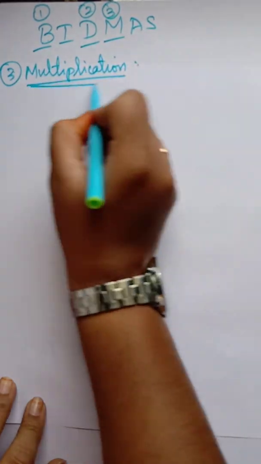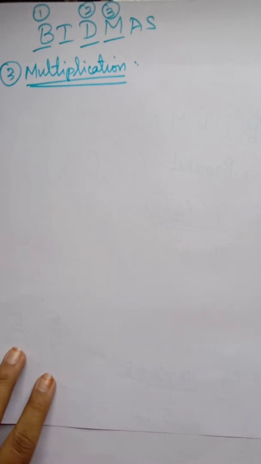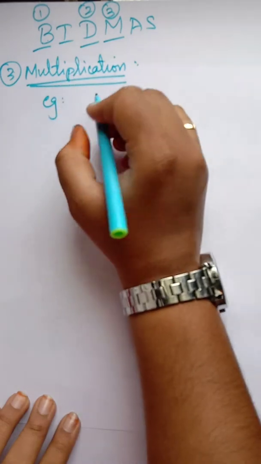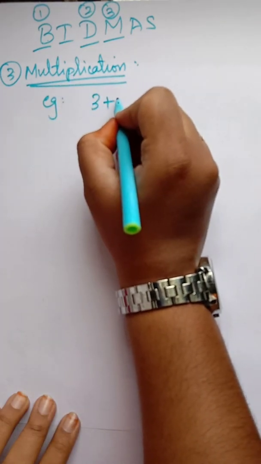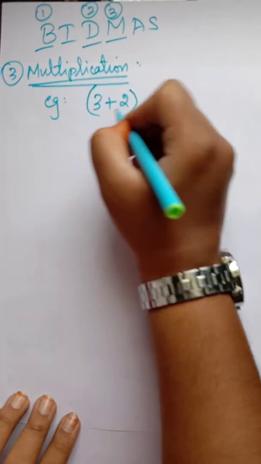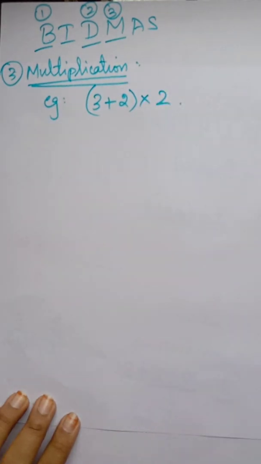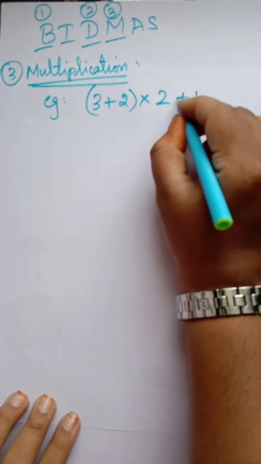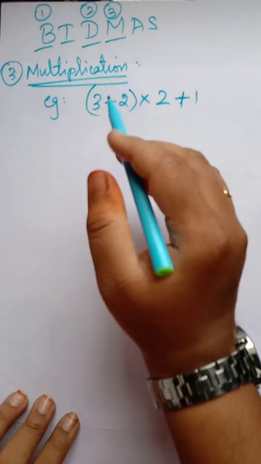Now multiplication works the same way. First we have to check whether we have a bracket, then whether we have division, then we see the third one, multiplication. For example, listen here: 3 plus 2, in brackets, into 2. If they give you a sum like this, you have to check the value. This is the sum given for you.